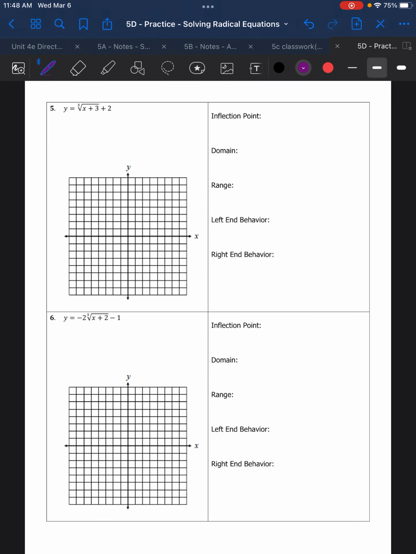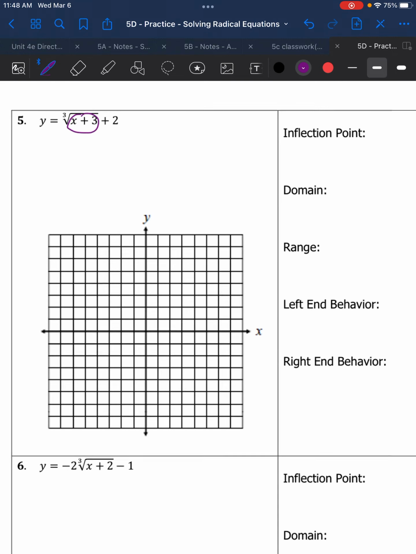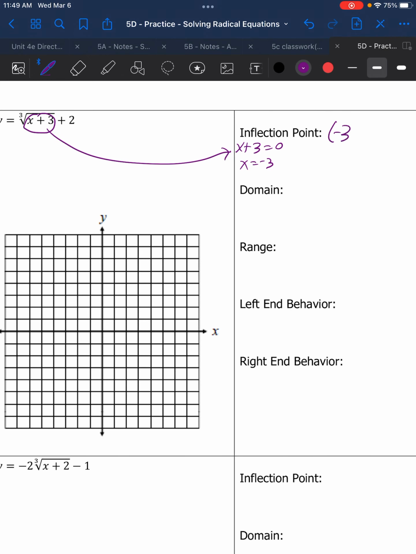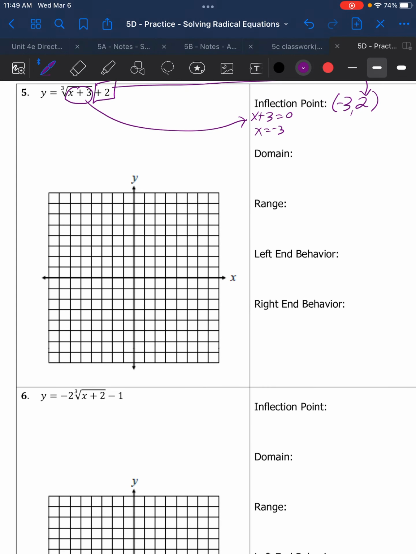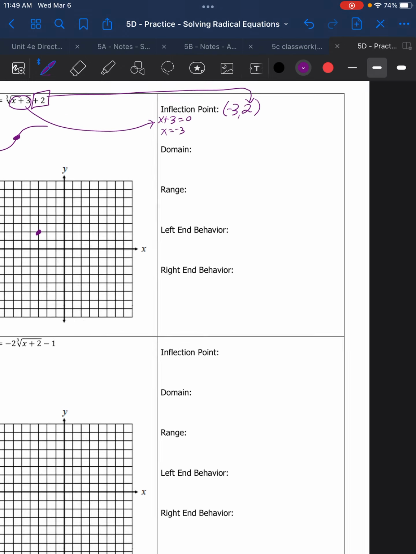So I'm going to do number 5. For the inflection point, I'm going to take the radicand and set it equal to 0. So that's -3. So at -3, and the y value is the exact same. It's always what's added or subtracted on the outside that is your y value. So -3, 2 is my inflection point. That's the point right in the middle of the graph.